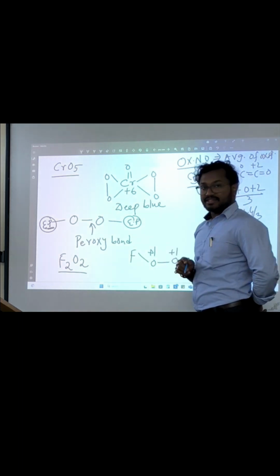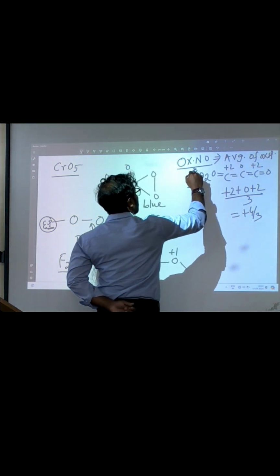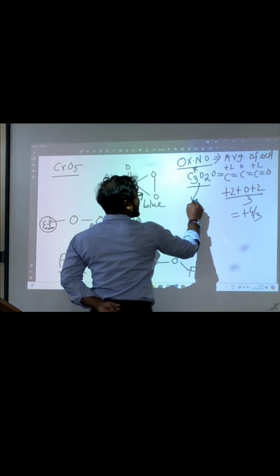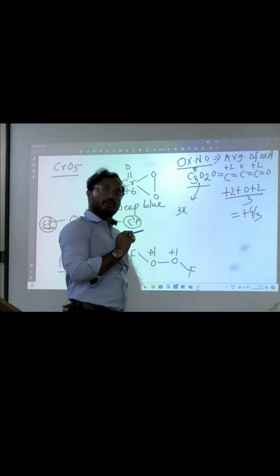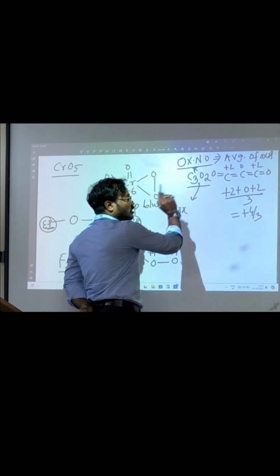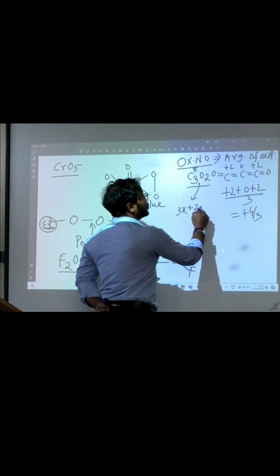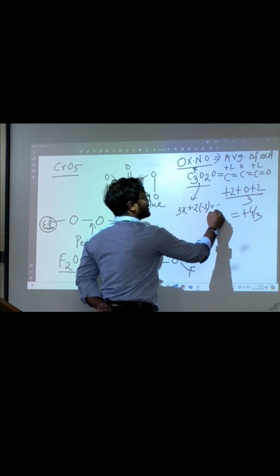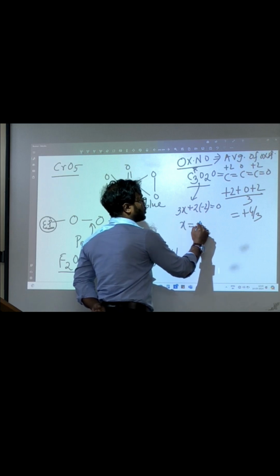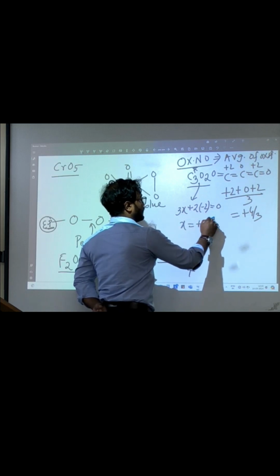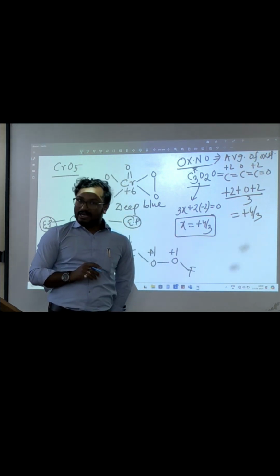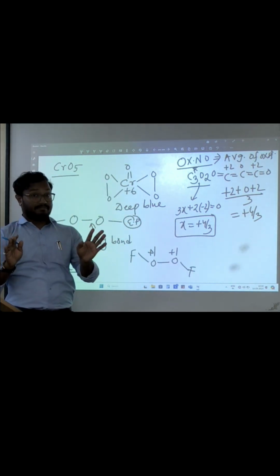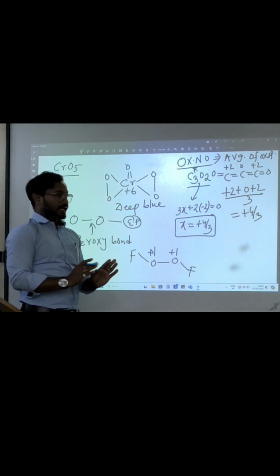Or another way is there. We consider carbon as X. So 3 carbons, 3X. The general oxidation state of oxygen is minus 2. 2 oxygens are there, so 2 into minus 2. The sum is 0, so X is equal to plus 4 by 3. In this way we can find it. In many books it is said that oxidation state and number are the same, but it is not completely correct.